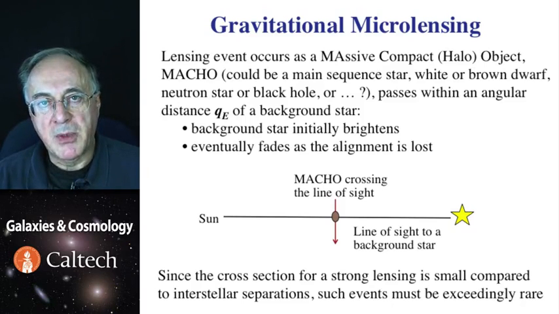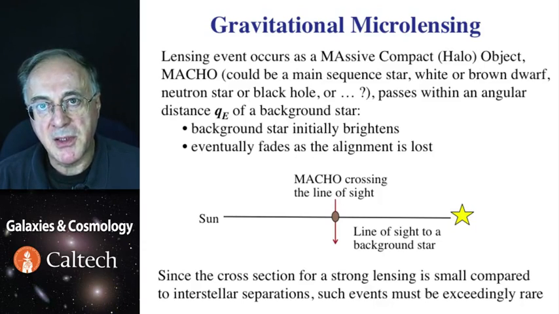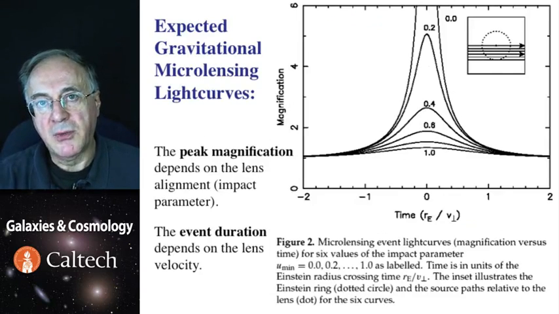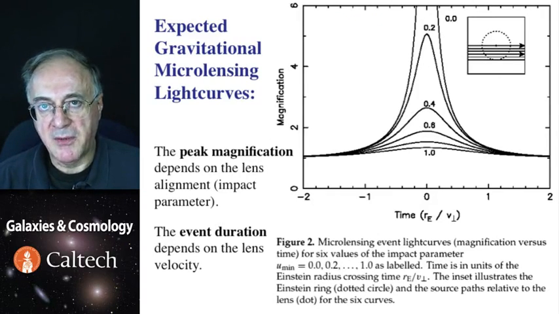How often this will happen depends obviously on cross-section, and cross-sections for stars are very small. Their diameters are very small compared to interstellar distances. So in principle, for any given star, it will be extremely rare. And therefore, you'd have to monitor a large number of stars in order to be able to catch one of these. Here are some of the modeled light curves for microlensing events.